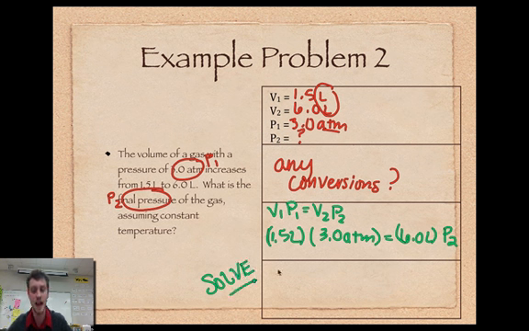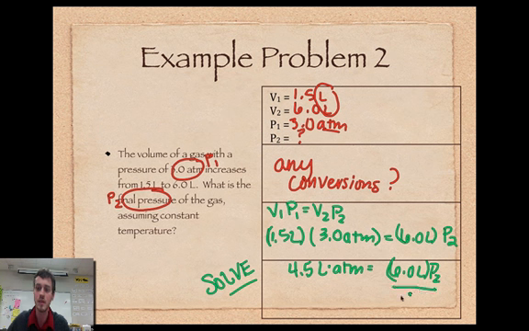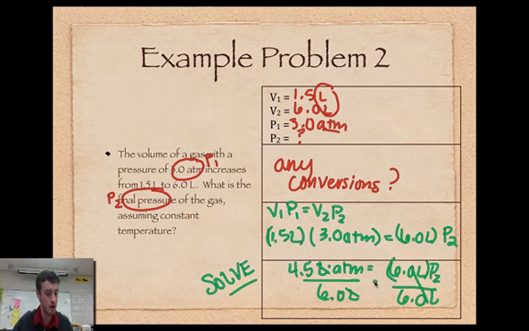So now I just got to do my algebra. Multiply 1.5 times 3. Get 4.5 liters times atmospheres equals 6.0 liters times P2. Divide both sides by 6.0 liters. Liters cancel. I'm left with atmospheres, which is a unit of pressure, so I'm looking pretty good right now. And my answer that I get is 0.75. Okay, so I get 0.75 atmospheres.